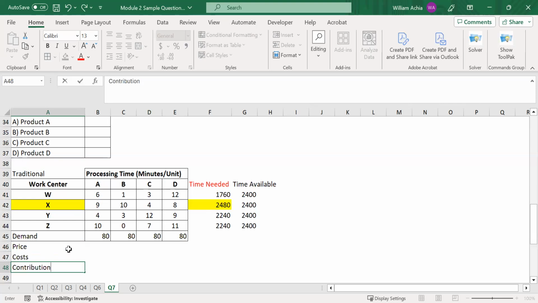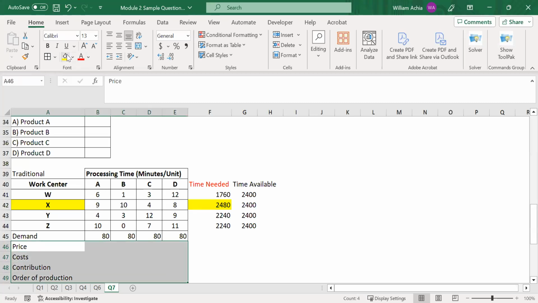Now, once I know how much each product gives me in terms of profit, I can say, on the basis of this, my order of production will be maybe B to C to A to D. So let's try and get these pieces of information in here.